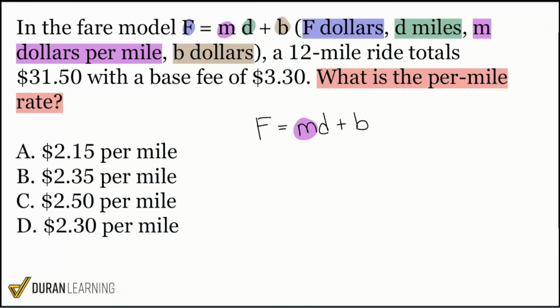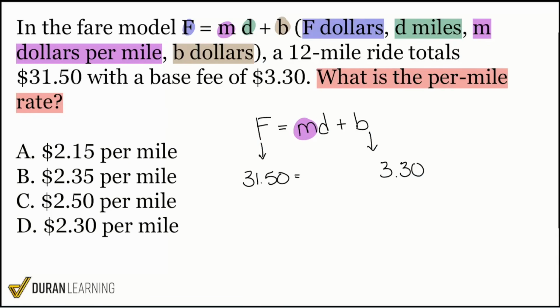$31.50. Do we see that, how I'm about to replace these right over here? $31.50. And the B I'm replacing with $3.30. Again, the base fee right over here, B is the base fee, F is the final fare. How much it is once you take the base fee and you charge the mileage. This is what we pay all at the end.